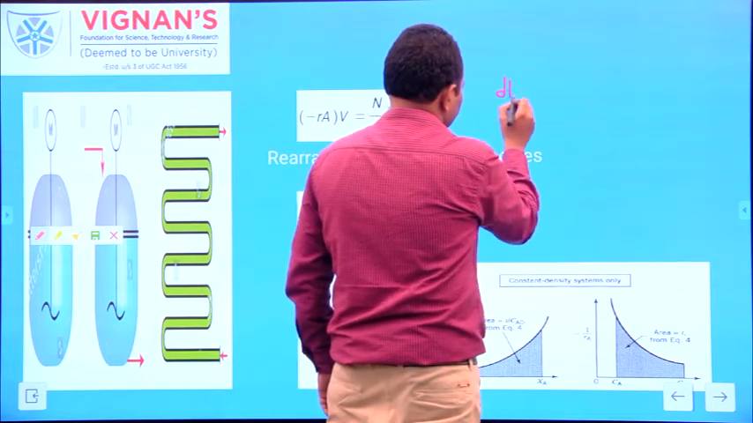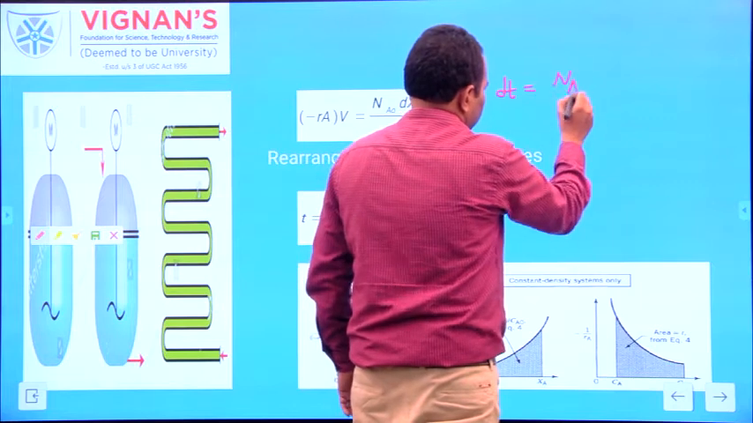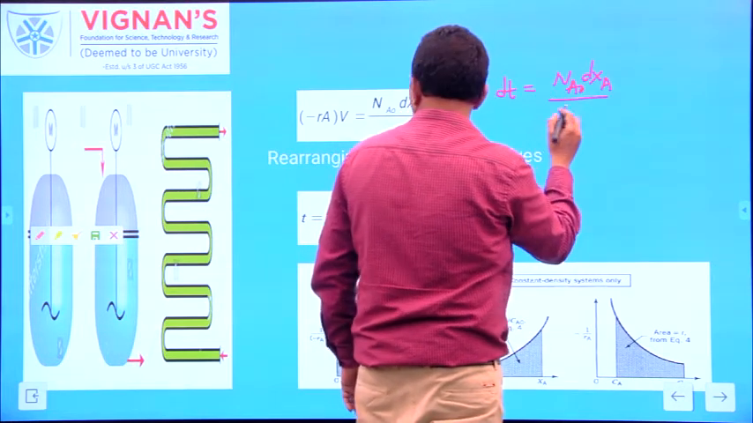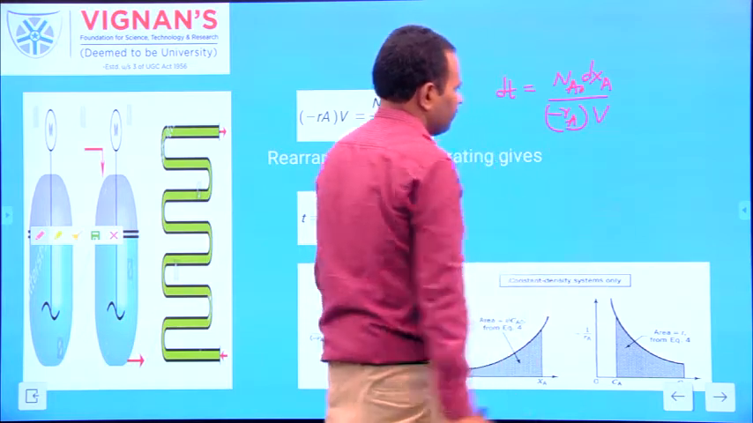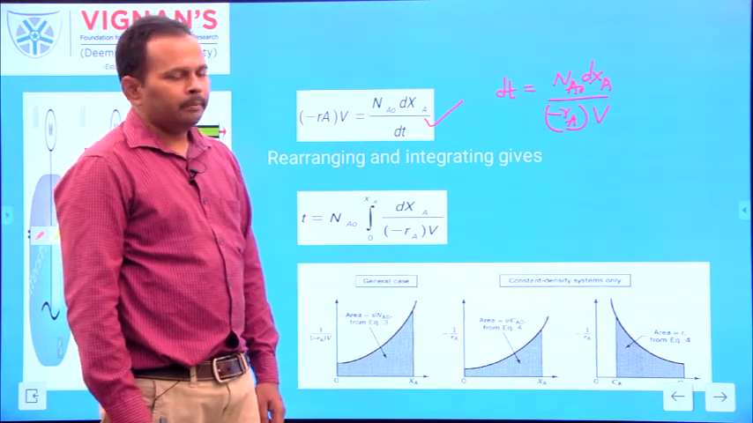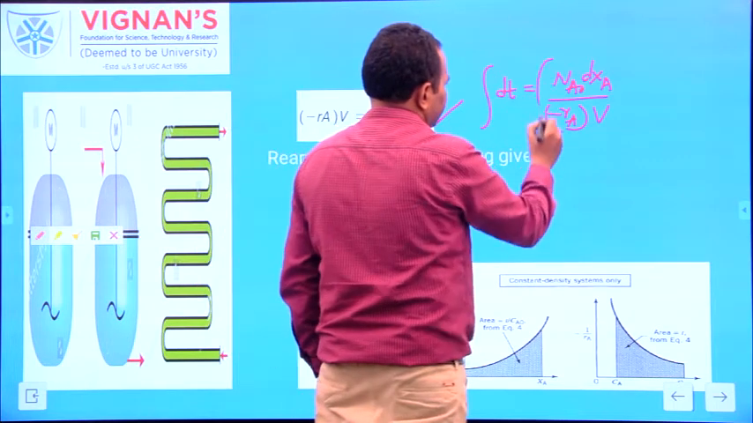dt is equal to Na naught into dxa by minus RA into V. This is the equation: dt is equal to Na naught into dxa by minus RAV. Integrate this equation for the entire reaction time.